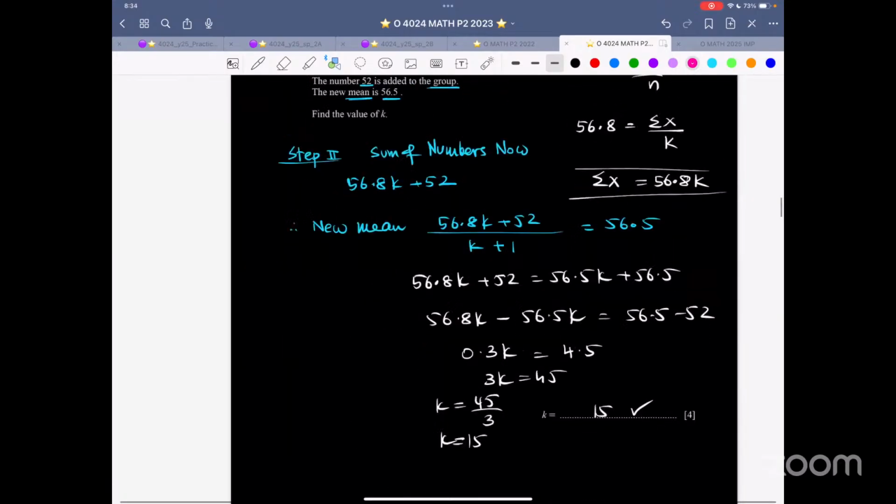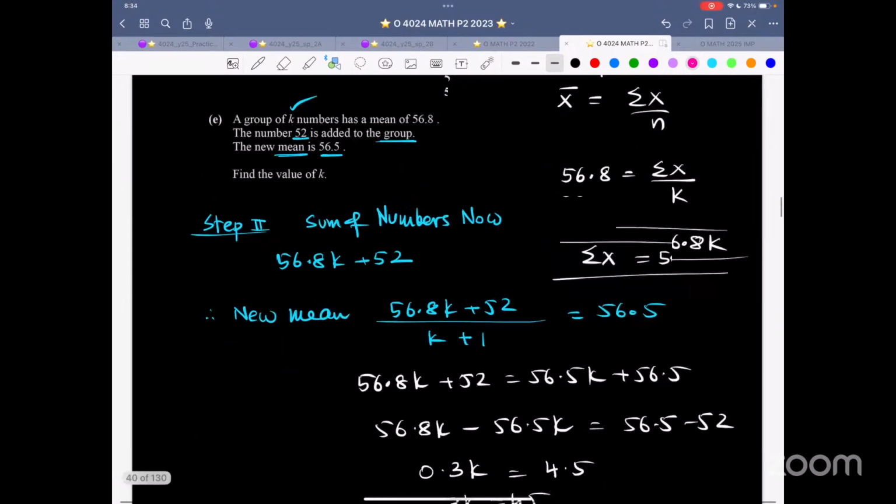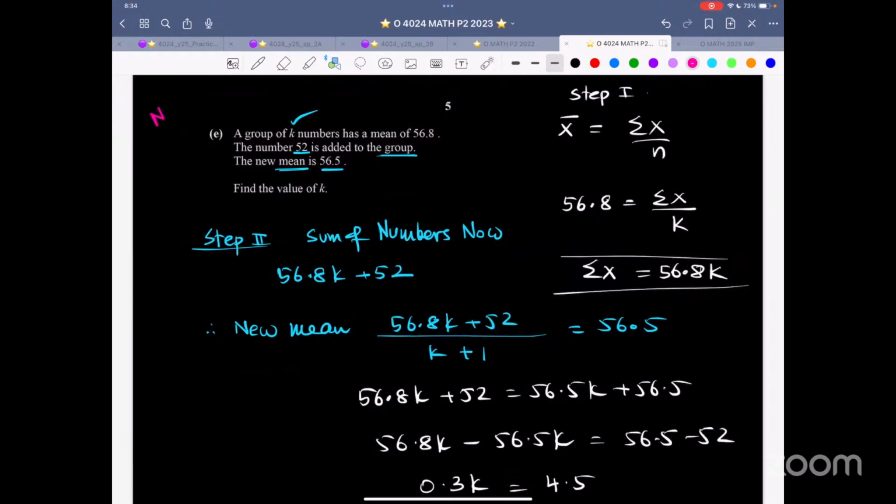A basic question. I mean, again, a nice one. So let me write over here. This is a nice one. A group of k numbers has a mean of 56.8. X bar, sigma x over n. Instead of n, it's k. Mean is this. Therefore, sigma x is this much. The new number 52 is added to the group. So now 56.8k plus 52, that's the new sum.